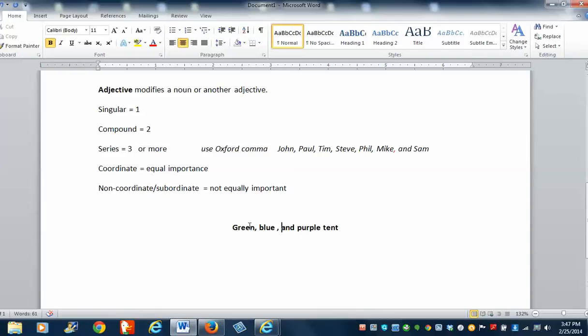But what if I threw in the word old? Okay, what if I threw in the word old? Now, you probably have heard somebody say green, blue, and purple old tent, but let's face it, that's really not correct English. We all know that the way we would structure this would be old, green, blue, and purple tent. Why? Why is old out there in the front? Because it's not considered to be as important as those colors, okay?